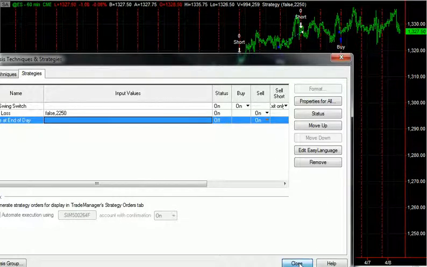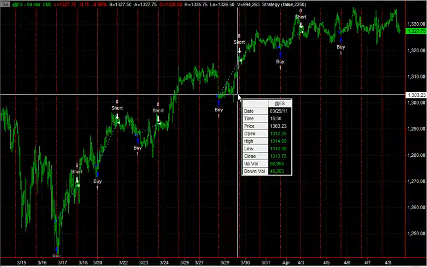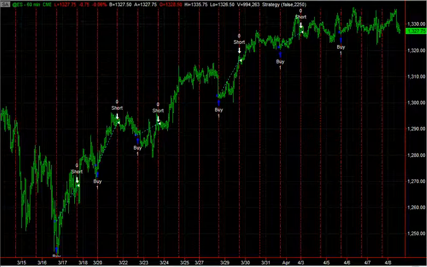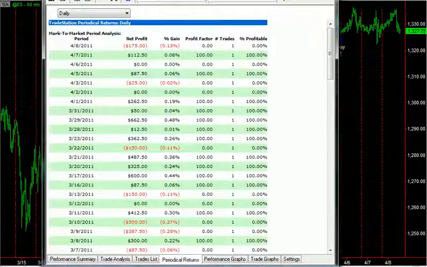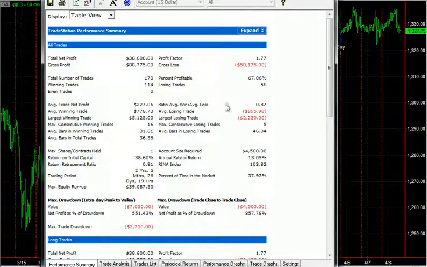Let's see. The swing switch is on with a 2250 stop loss, and it's got the short entries as exits, so it would normally have gone short there. We've turned short trades off and we're long only because we have the trend up. So I'm going to take a look at the results since October 2008. $38,600, $27 per trade, $7,000 drawdown, 67% profitable.